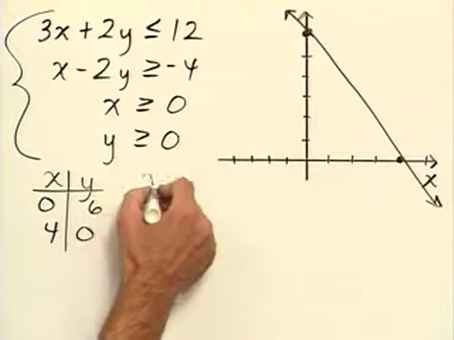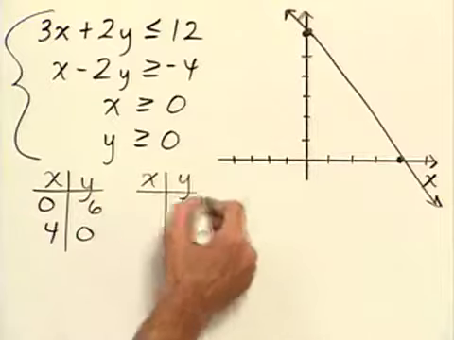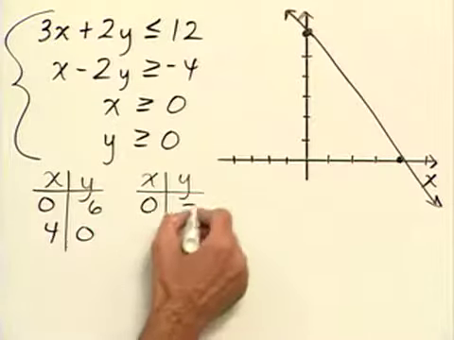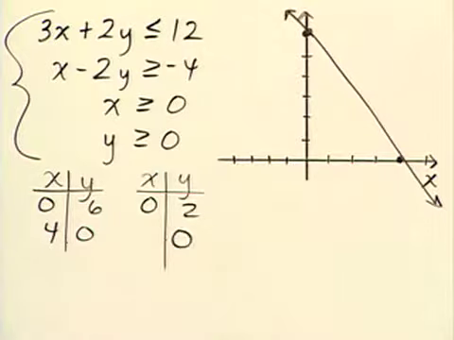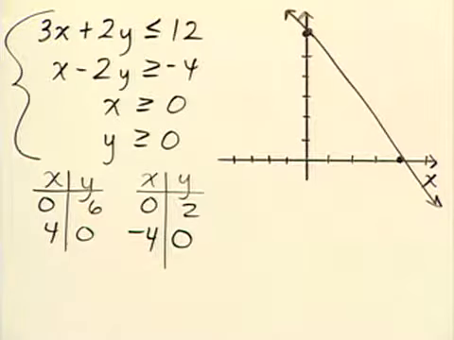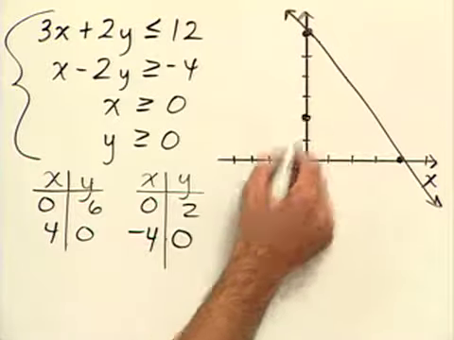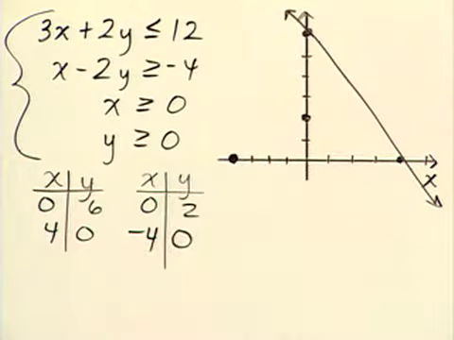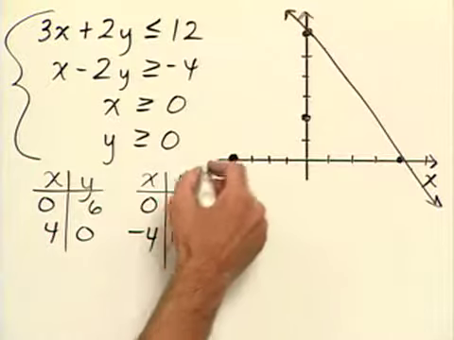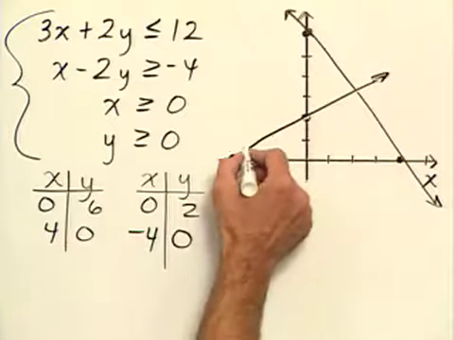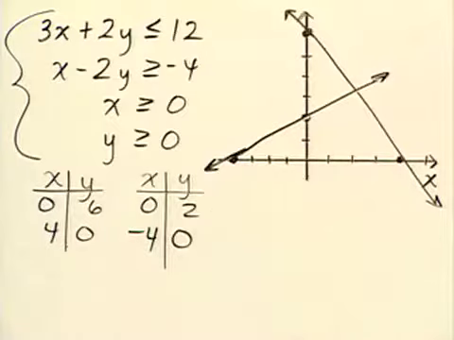If I use an xy table here, and I let x equal 0, then y will be a positive 2. If I let y equal 0, then x will equal negative 4. So (0, 2), which is right here, and (-4, 0) is right here. I'm going to connect those 2 points using a solid line also because of the non-strict inequality. And if I draw this line, I have this so far in my system.